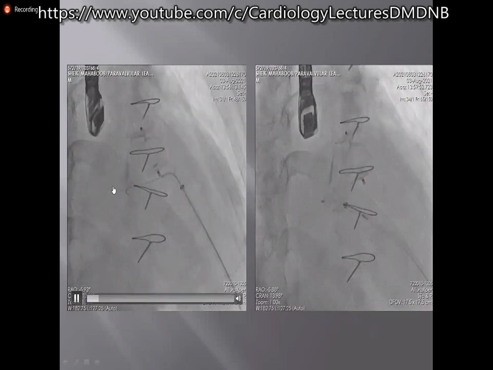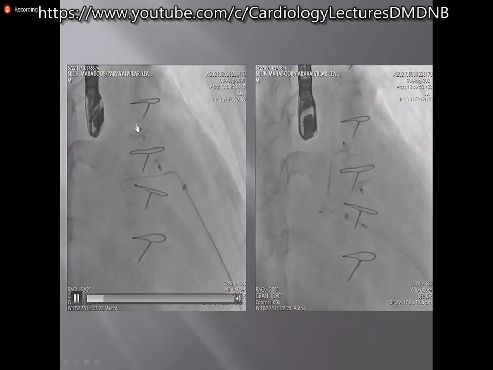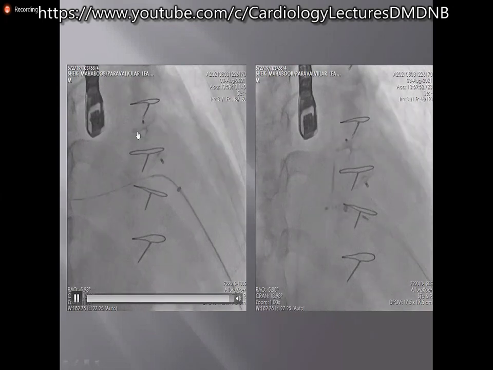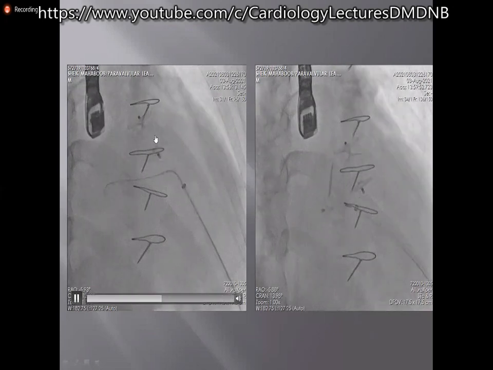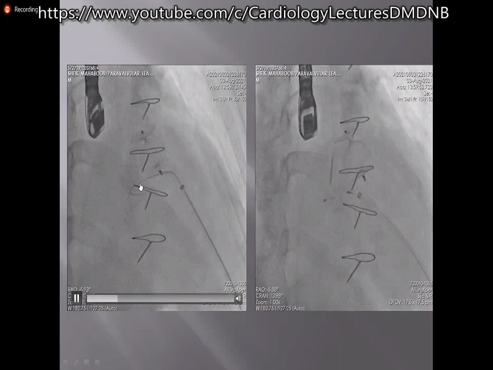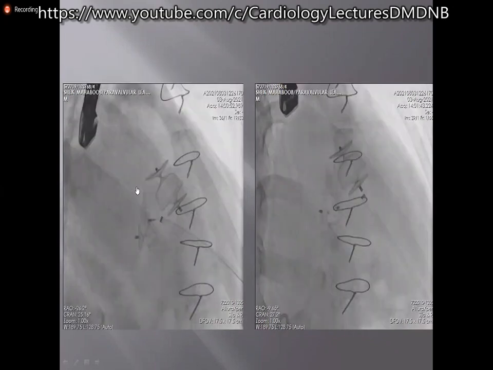It is extremely difficult to come down from the transseptal because you will not get the angle. It always goes towards the other side, even if you take Judkins or even if you take Mullins sheath or various other sheaths, it's very difficult. It's extremely time consuming, a long time you have to spend. So this was deployed.